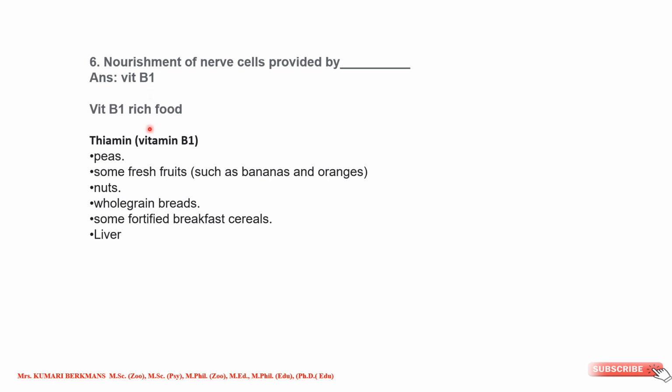So where can we find vitamin B1? Another name for vitamin B1 is thiamine. Keep it in mind. It is found in peas, some fresh fruits such as bananas and oranges, nuts, whole grain breads, some fortified breakfast cereals, and also in liver. So every day if you take one banana, that meets your vitamin requirement.